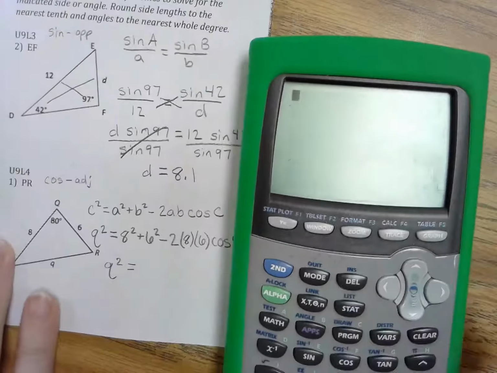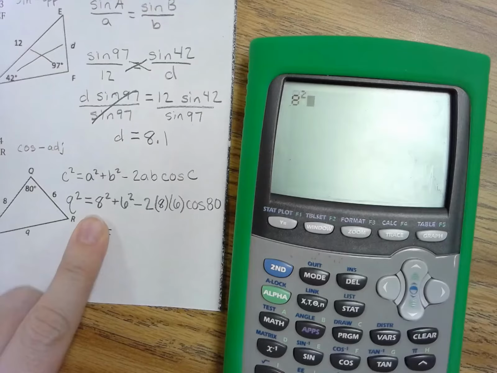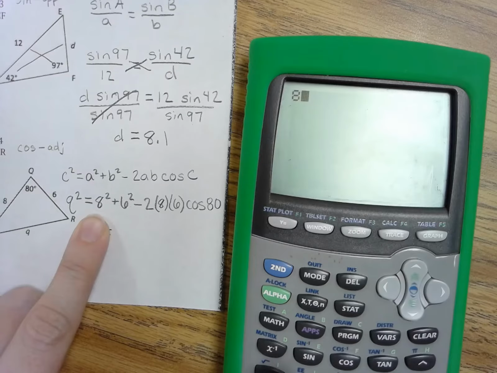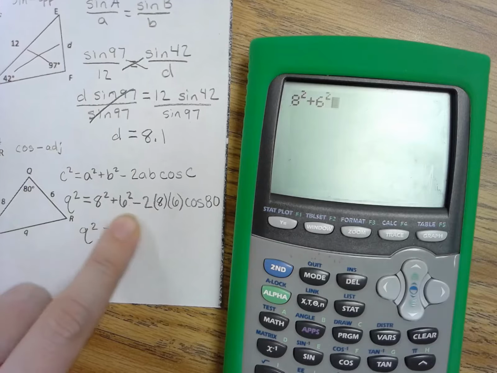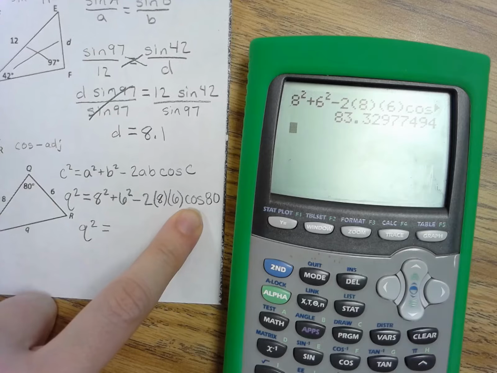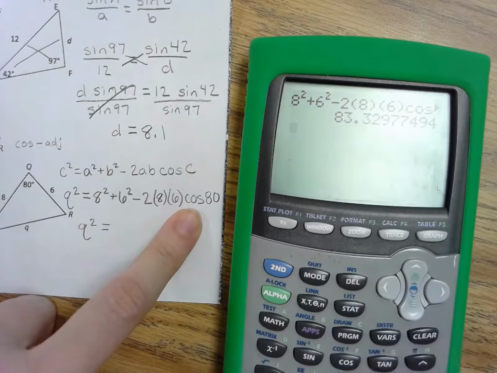All right, let's first set up this part here. 8 squared plus 6 squared minus 2 times 8 times 6, and we're going to do cosine of our 80. Because you're typing in so much, be very careful that you type it in correctly, or just type it in a second time to make sure you get that same value.